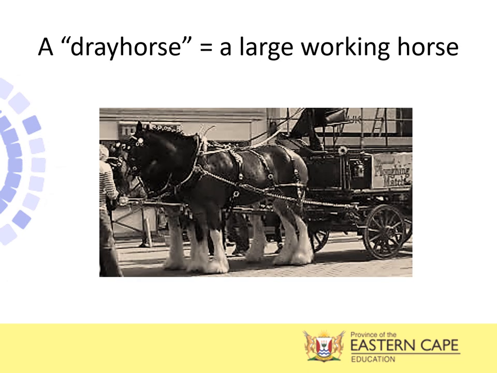And there we have a photograph of a dray horse. A dray horse is a very large working horse. You can see, look at the size of those hooves, the size, the thickness of those legs. It's a very, very strong horse. And they pulled wagons and plows and farms. So they were very, very strong animals.